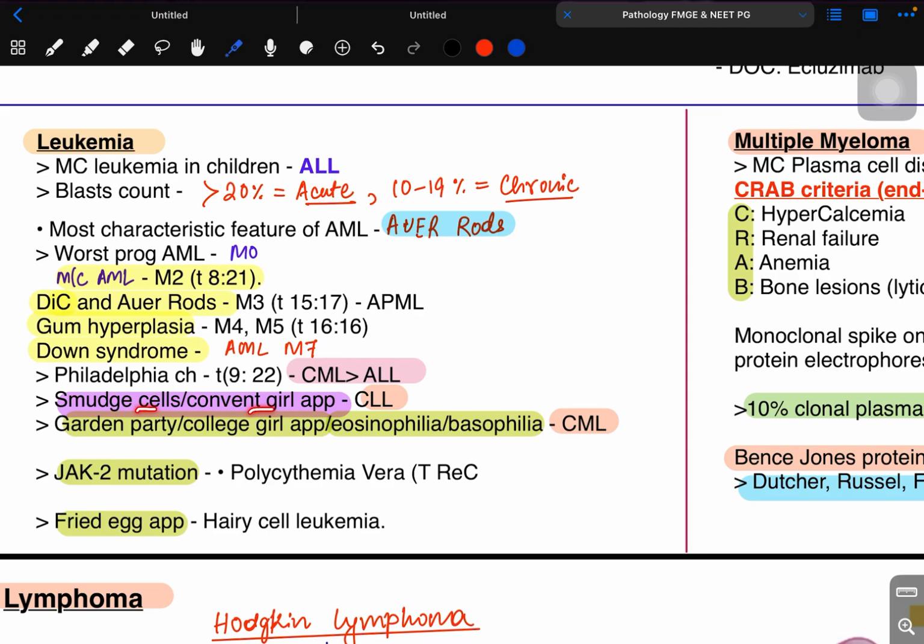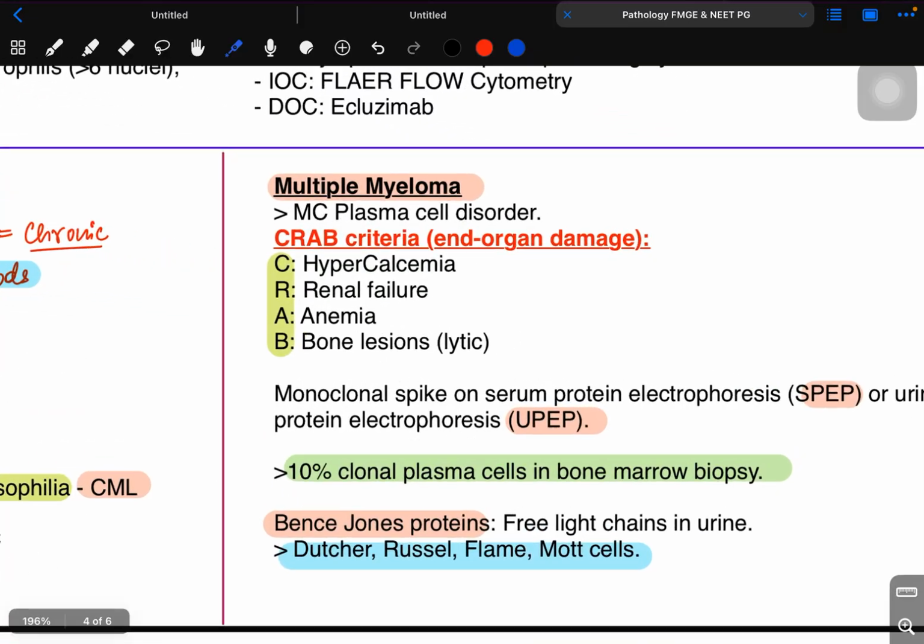Smudge cells or convent girl appearance in CLL, garden party or college girl appearance, eosinophilia or basophilia in CML. JAK2 mutation in polycythemia vera, and fried egg appearance in hairy cell leukemia.